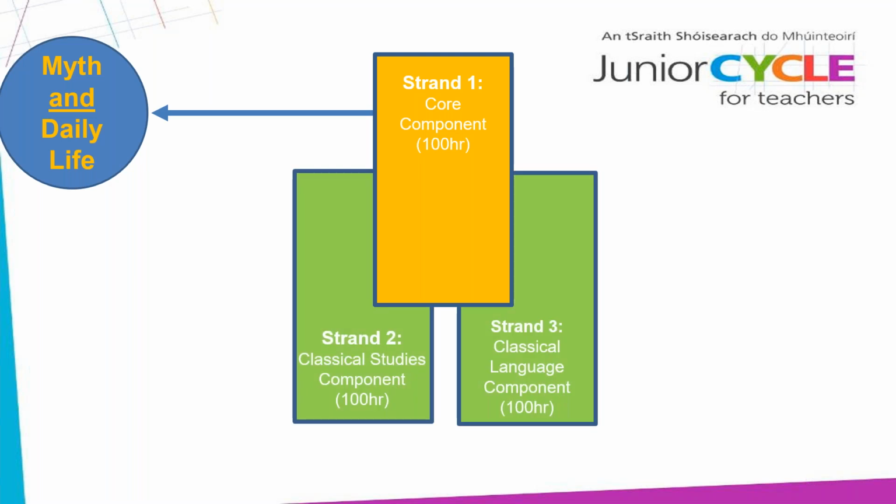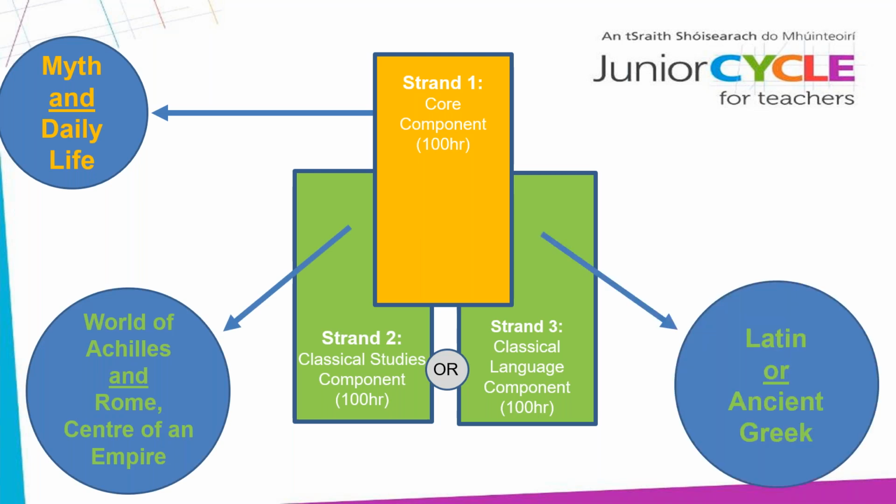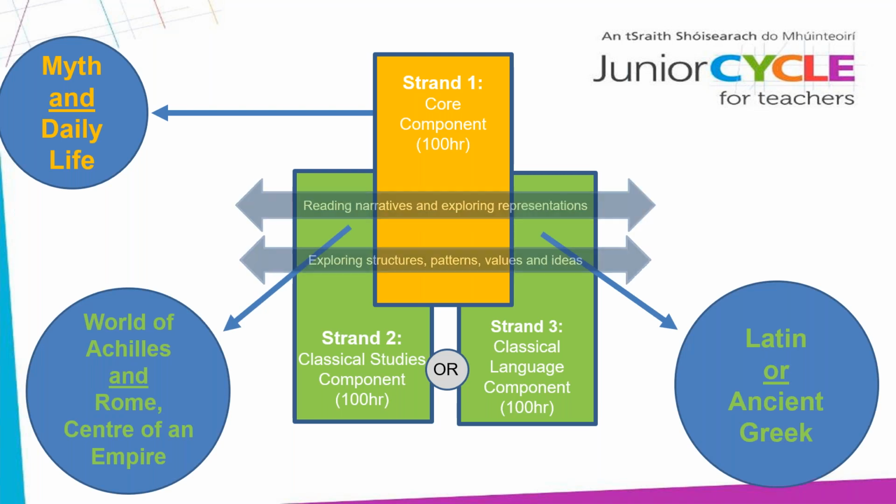Then, depending on the expertise and background of the teacher, students will explore one of the following two strands. Strand 2, classical studies component, which deals with the world of Achilles and Rome, the center of an empire. Or strand 3, the classical language component, where students will study either Latin or ancient Greek. There are two elements that run across all of the strands, and they are reading narratives and exploring representations, and exploring structures, patterns, and values and ideas.